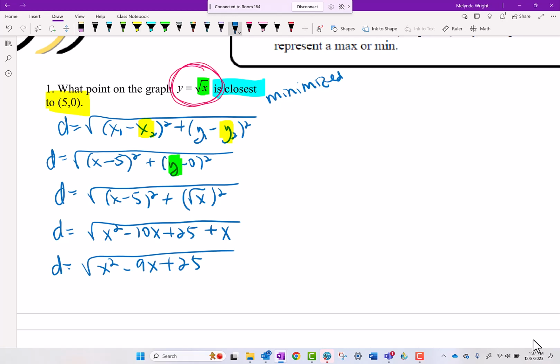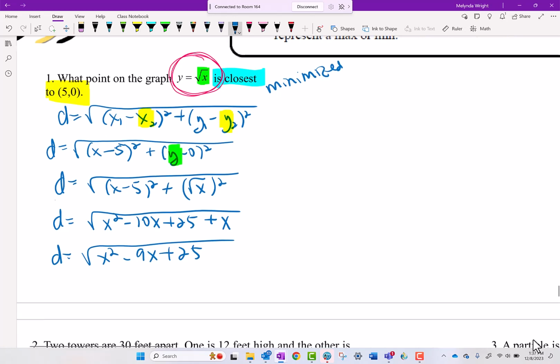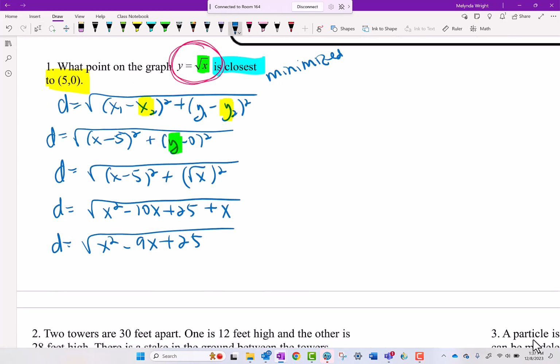So what we want to do is find our critical numbers. So we want to find our derivative. All right, so I'm going to go ahead and rewrite this to the 1/2 power, just so it's easier for us to think about the derivative. What rule would we use to take this derivative?